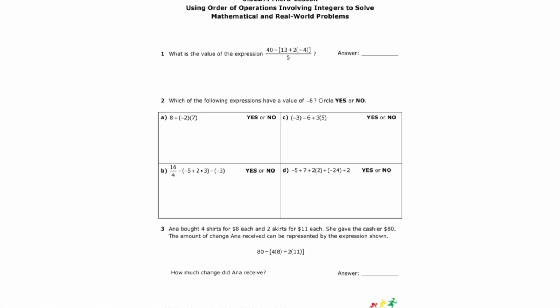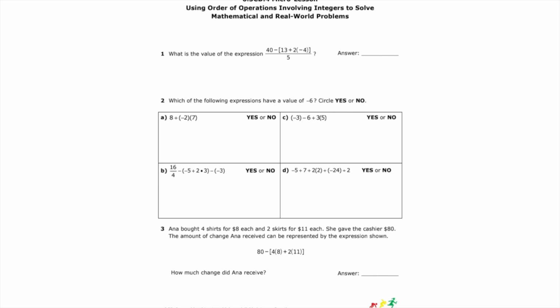Today we're going to talk about using order of operations involving integers to solve mathematical and real-world problems. I want you to think just for a second. When you're getting ready, you have to put your socks on before you put your shoes. When you're baking a cake, you have to turn the oven on before you can put the mixture in. When you're driving a car, you have to turn on the car before you can start the car. All right, so just like all of those things, math also has an order in which you must do things.